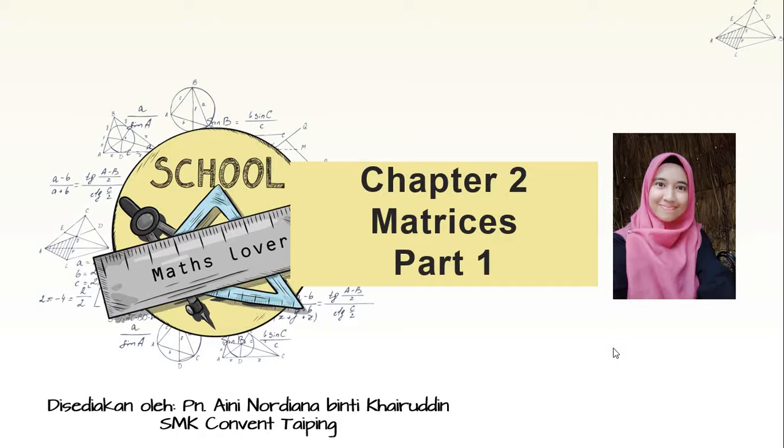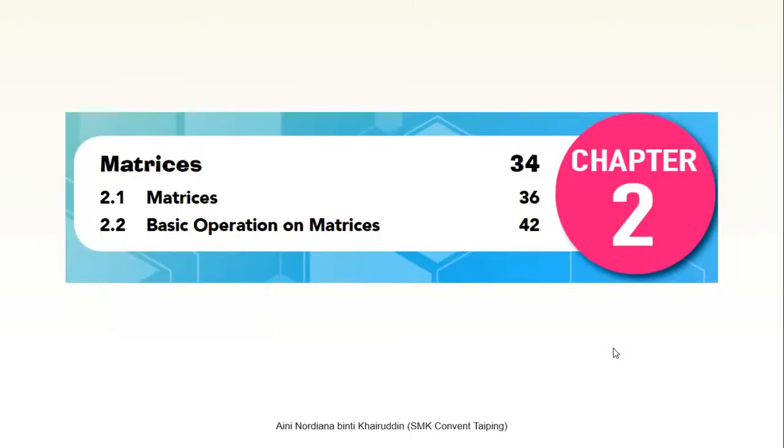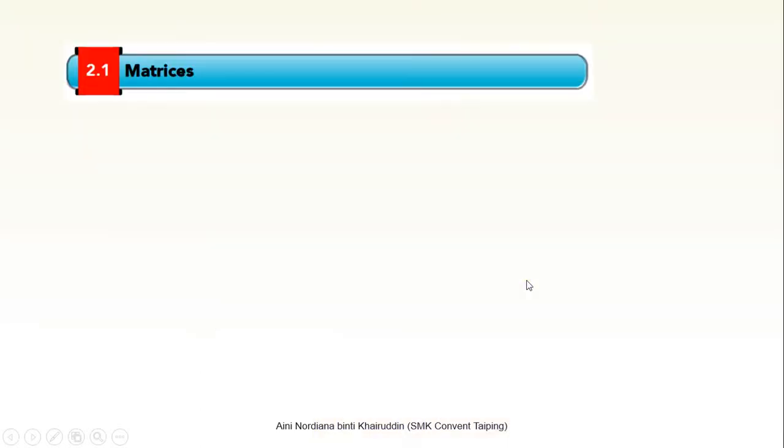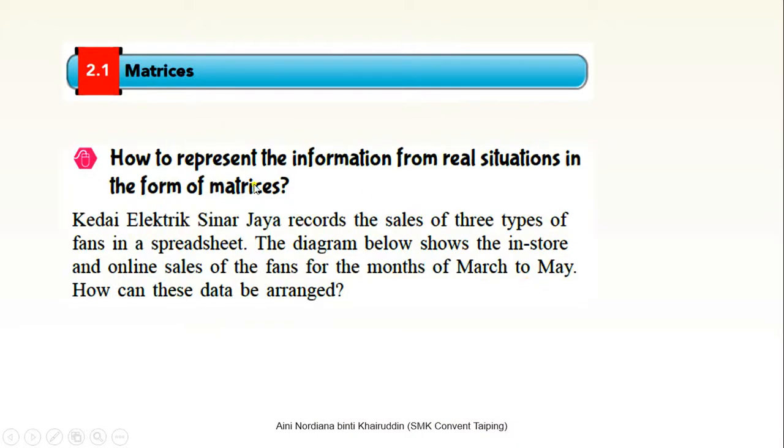Okay, this is a new chapter, Chapter 2, Matrices, Part 1. In this chapter, you will learn about matrices and the basic operations on matrices. So, our learning standard for this video is to represent information from real situations in the form of matrices. How do we represent the information from a real situation in the form of matrices?